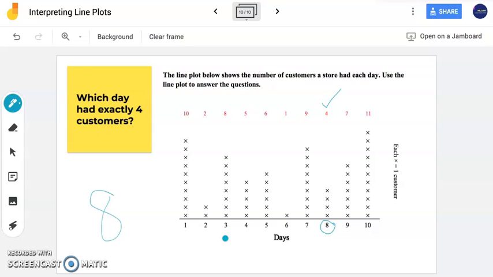It may be very easy for you to rewrite this on a piece of paper. That way you can quickly look and glance at the line plot as you're answering each of these questions.